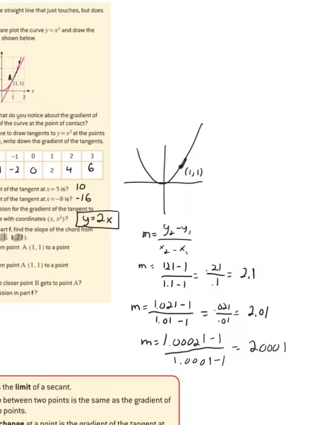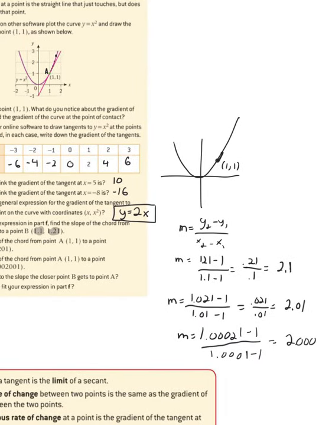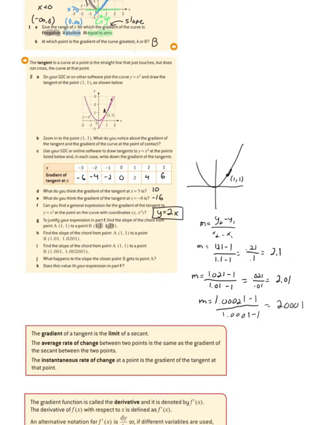That's the idea with these values. So does this fit your expression in part F? Let's say it does. We had slopes that were getting closer and closer to 2, and then finally it settles on 2 when we get right to it, when we square it.